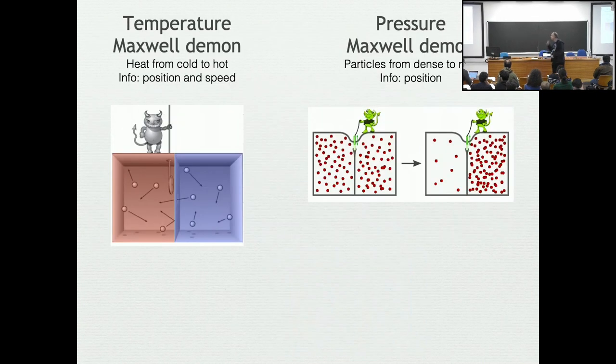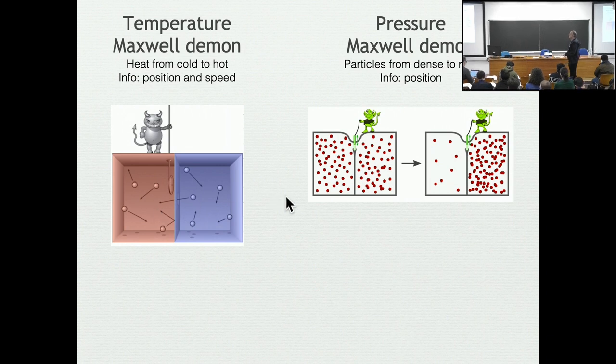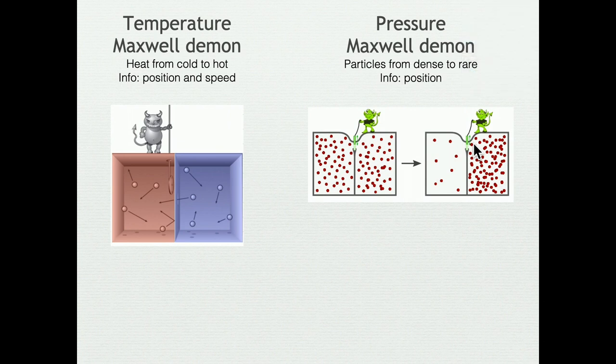Okay, so there are other versions. The original Maxwell daemon is this one, the fact that you can transfer energy from cold to hot. There is one much simpler, which is called the pressure Maxwell daemon. Imagine that the daemon just lets particles from the left move to the right and not the other way around. Then you deplete this half of the container and you accumulate particles in this part of the container. This is much simpler, just open the door when a particle comes here and so on. And by doing so, you create a gradient of pressure.